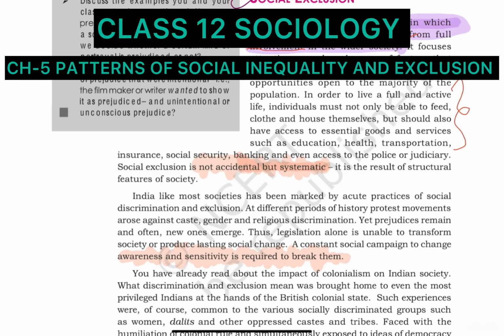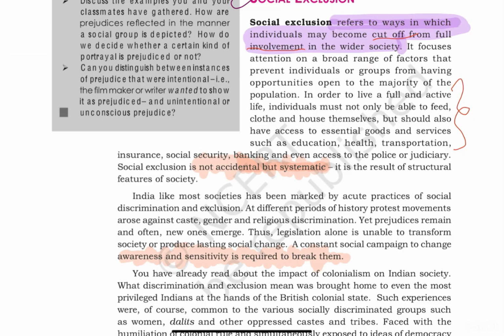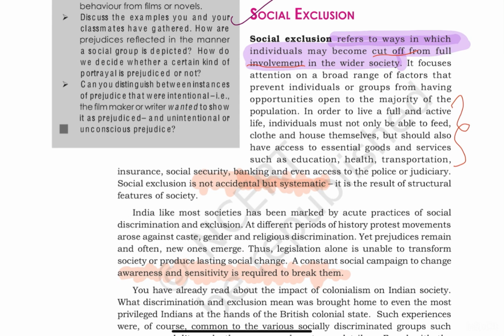Hi everyone, and in today's video we will be covering chapter 5, Patterns of Social Inequality and Exclusion of class 12 Sociology. Today we will be covering the topic social exclusion.